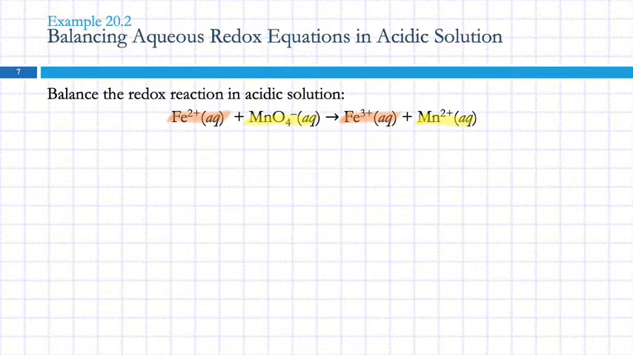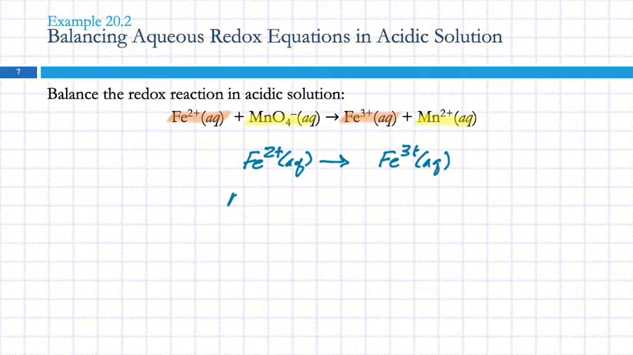So we'll write our 2 half reactions. Again, we're going to be lining up the arrows. So Fe2 plus is going to turn into Fe3 plus, and MnO4 minus is going to turn into Mn2 plus.